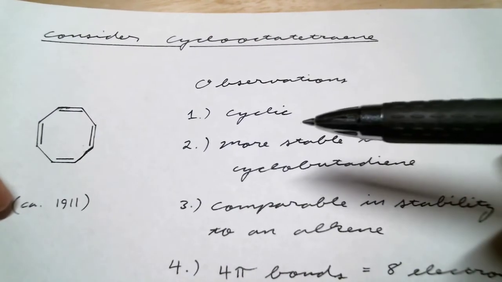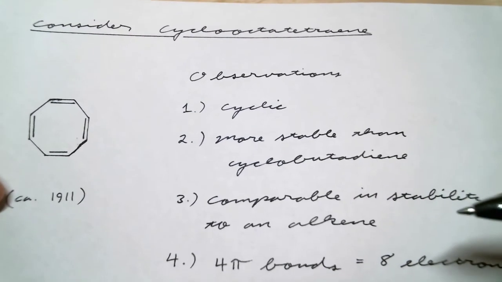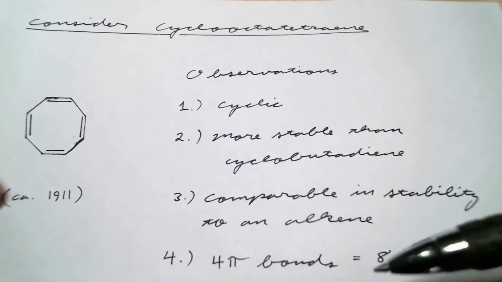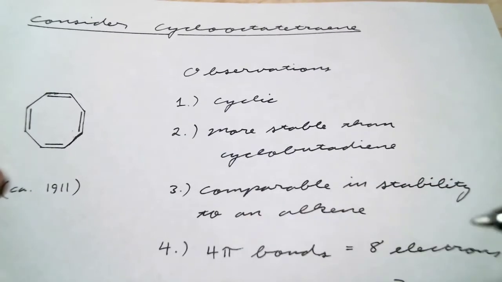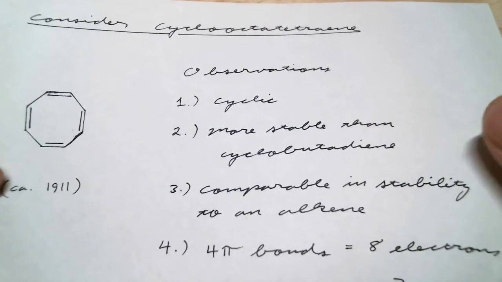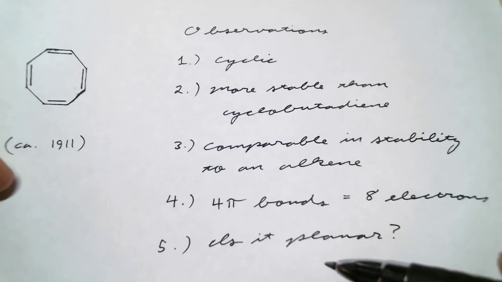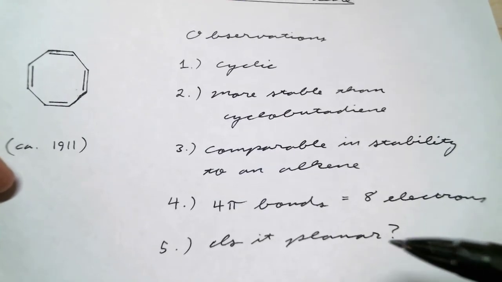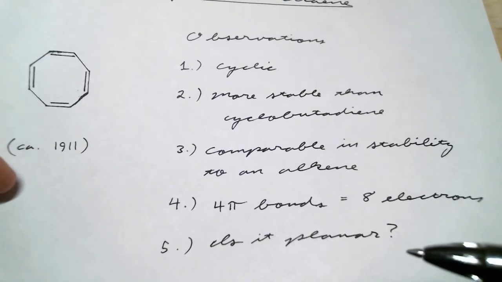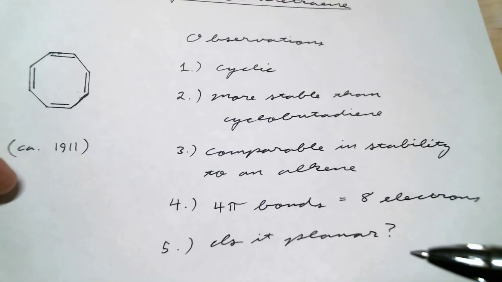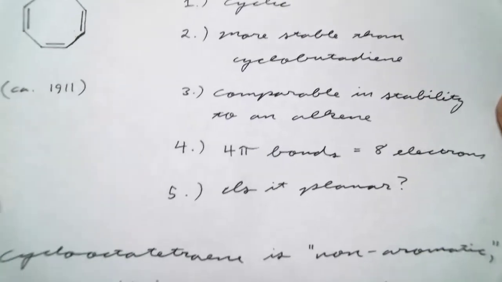What are some observations? It's cyclic. It's more stable than cyclobutadiene, right? It's comparable in stability to an alkene. There are 4 pi bonds, so we would think, 8 electrons. What's going on, right? Shouldn't this be like a 4n, anti-aromatic type molecule? But then we have to ask, is it planar, right? Because we have to meet that criteria, right? In order to actually achieve full conjugation, that is overlap of every p orbital at every adjacent carbon.